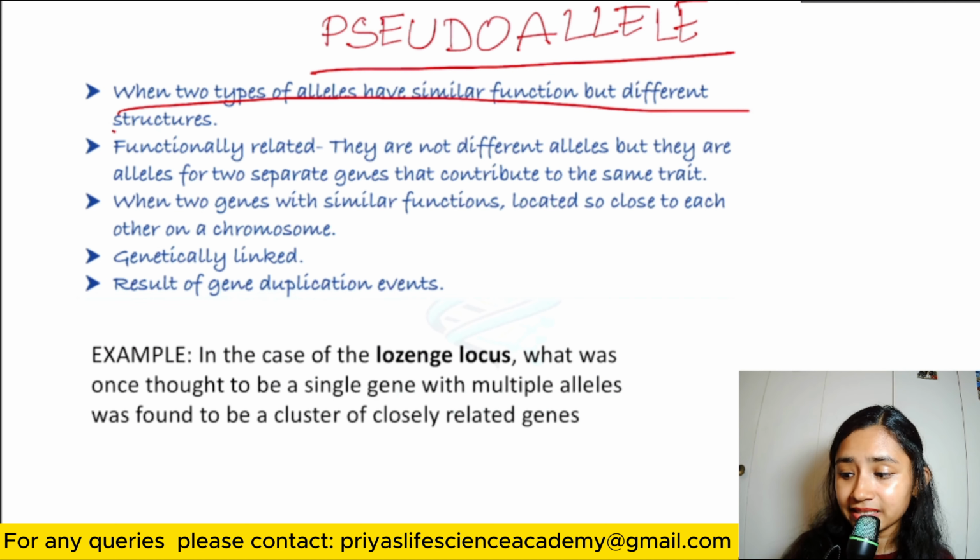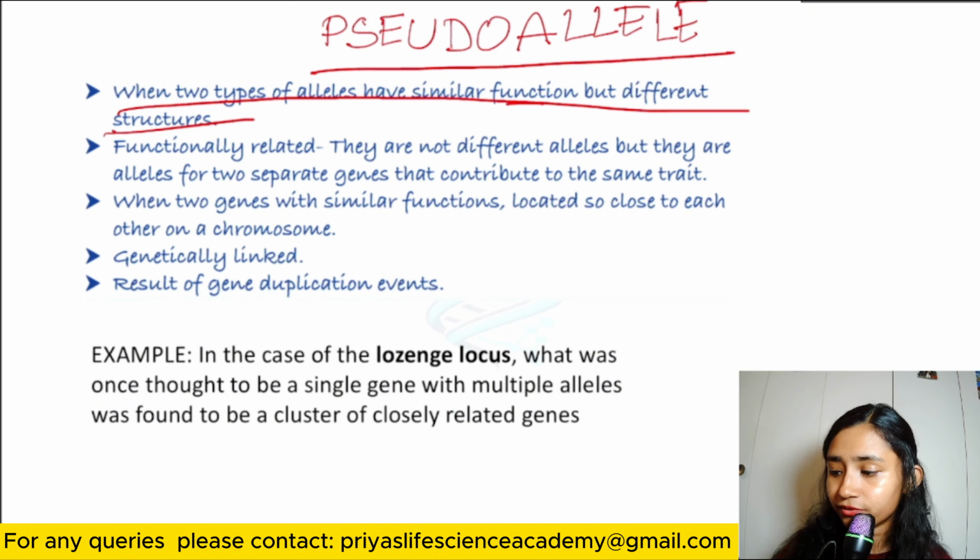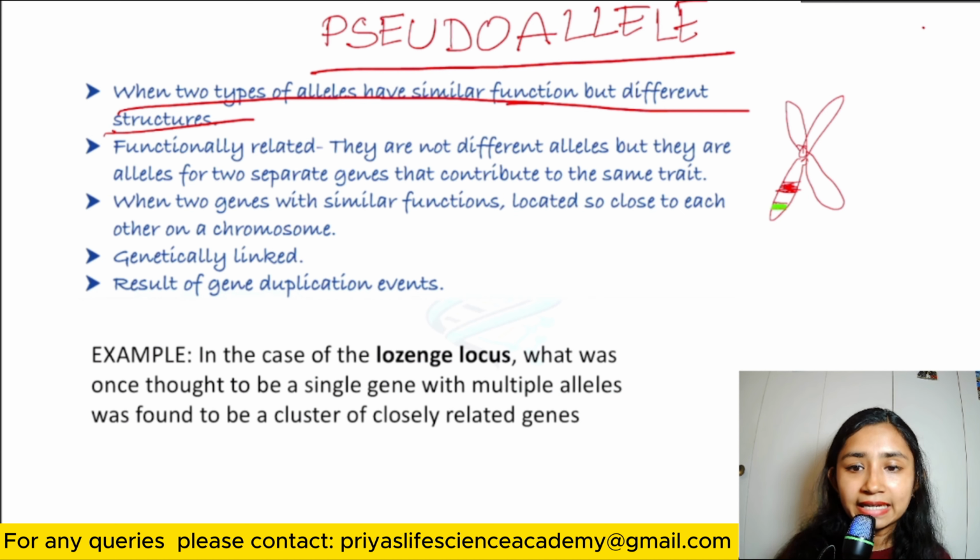When two types of alleles have similar function but different structure, for example, this is a chromosome, this is one locus, this is an allele, here is another locus. Okay, so these are known as pseudoalleles. Why? Because their functions are related. They perform similar type of function. They are of two different genes.